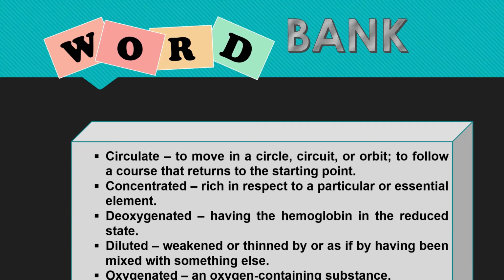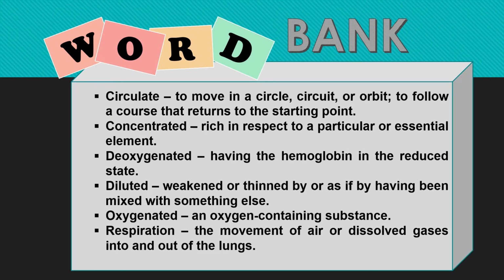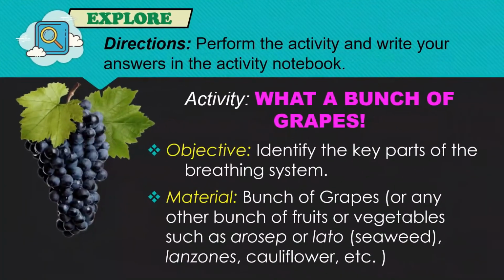Now we have here the word bank that will help you unlock the difficult words that you are going to encounter in this lesson. This time, let us explore the respiratory system through this activity. Directions: perform the activity and write your answers in the activity notebook. This activity is entitled "What a Bunch of Grapes." Objective: identify the key parts of the breathing system.